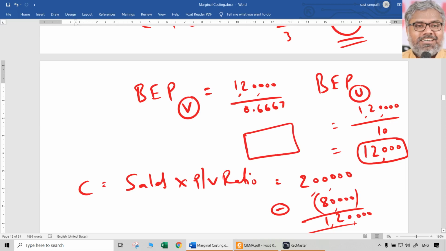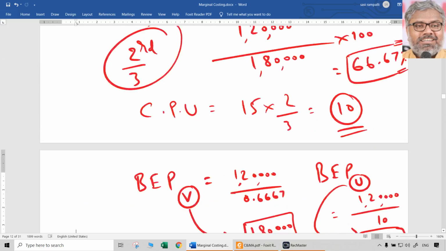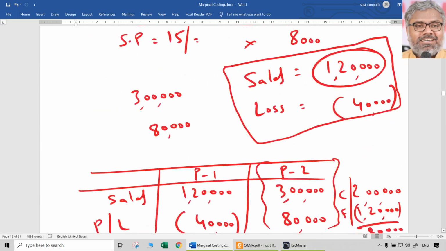Then 1,20,000 into 3 by 2 you can say. That is 1,80,000. Or if you want to take 0.66667 also you can take. Ultimately it is going to be the same. That is going to be 1,80,000 break-even point in value, and break-even point in units is going to be 12,000 units. Naturally, 12,000 units into 15 rupees selling price, break-even point in value is supposed to be 1,80,000. So if you can sell 12,000 units, the company will break even.